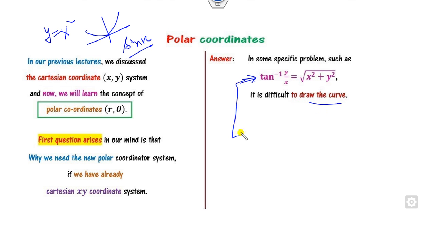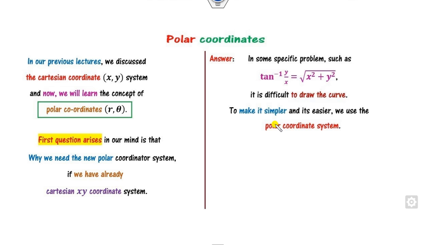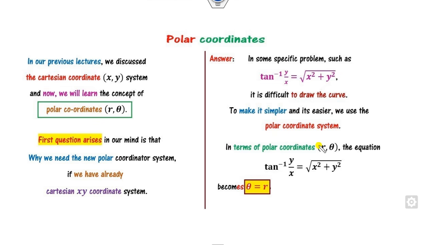But if you try to convert this equation into polar coordinates, then it will be quite easy as compared to Cartesian coordinates. What will happen if you convert it into polar coordinates? You will get simply theta equals r. Remember that theta equals r is not like y equals x; you can't say that you can graph it the same way. It is not true. How you can draw the graph, we will also see in this lecture.